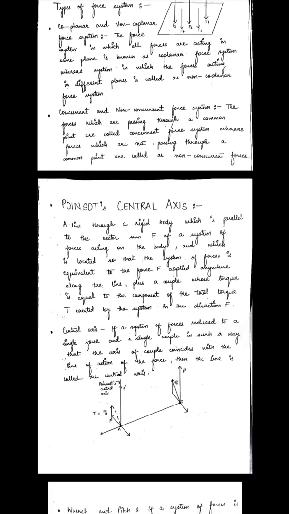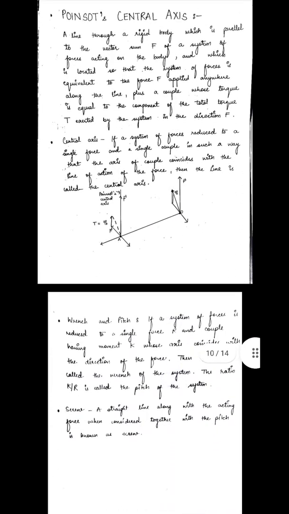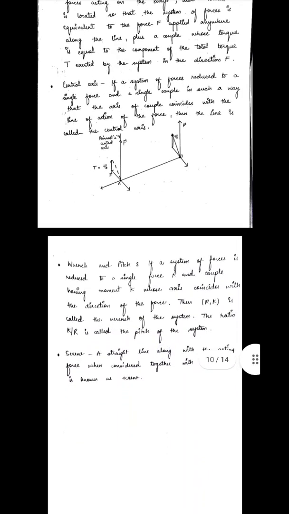Central axis: if a system of forces is reduced to a single force and a single couple in such a way that the axis of the couple coincides with the line of action of the force, then the line is called the central axis. Wrench and pitch: if a system of forces is reduced to a single force R and a couple having moment K whose axis coincides with the direction of the force, then R, K is called the wrench of the system, and the ratio K upon R is called the pitch of the system. Screw: a straight line along which the force acts, considered together with the pitch, is known as a screw.